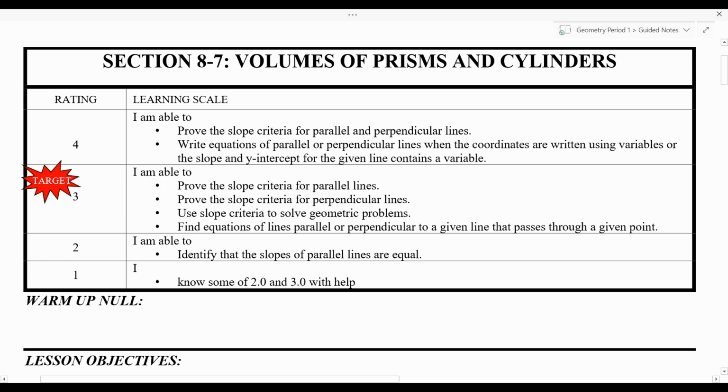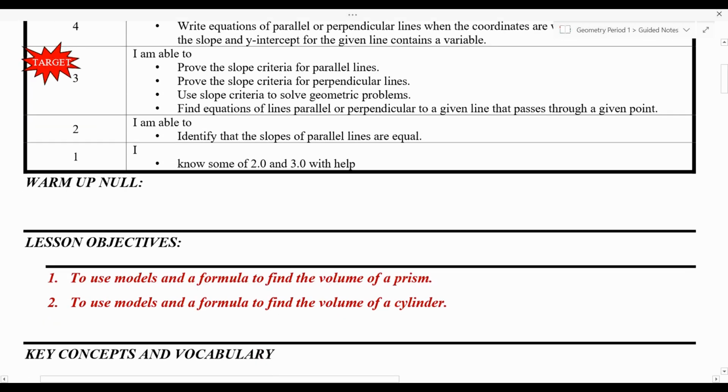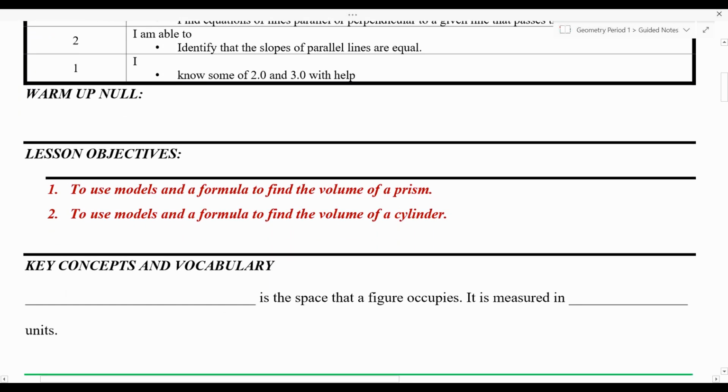Section 8-7, volumes of prisms and cylinders. Our lesson objectives today are to use models and a formula to find the volume of a prism, and to use models and a formula to find the volume of a cylinder.